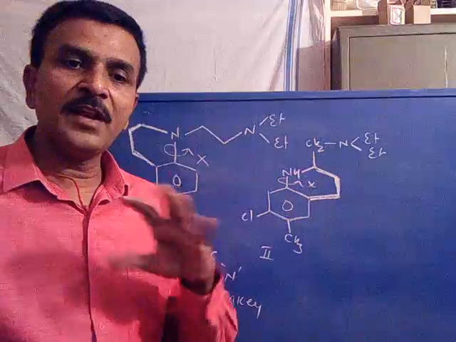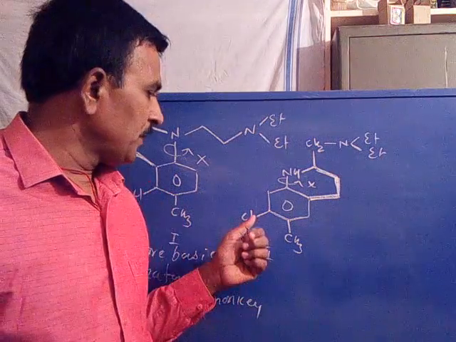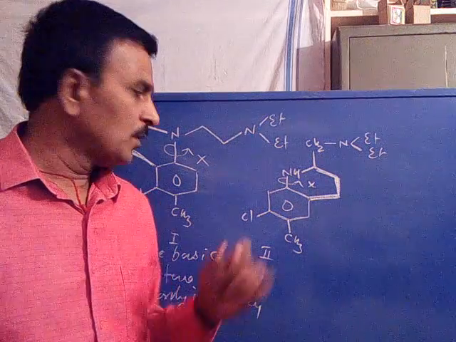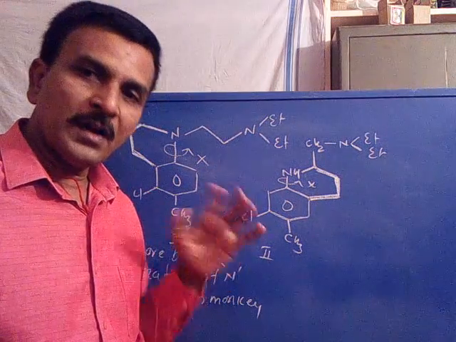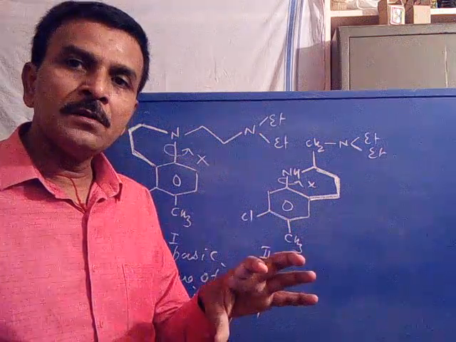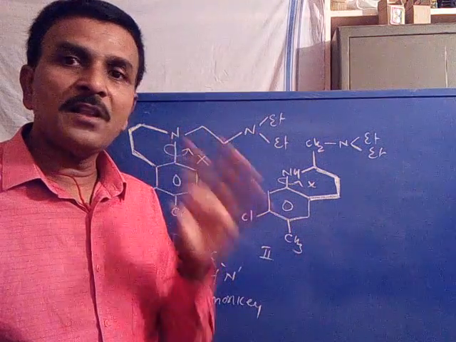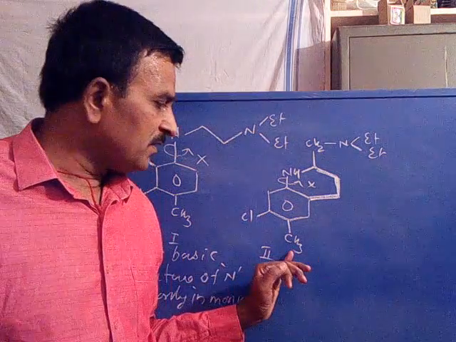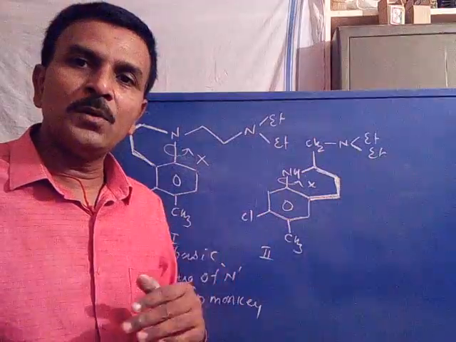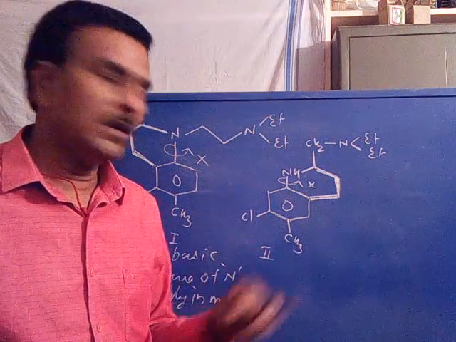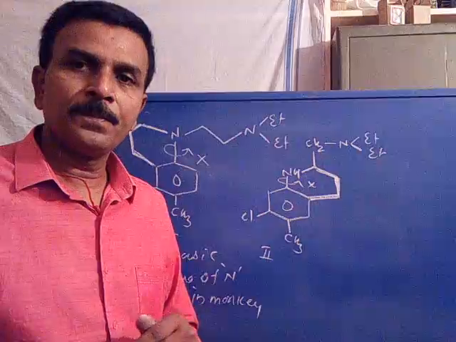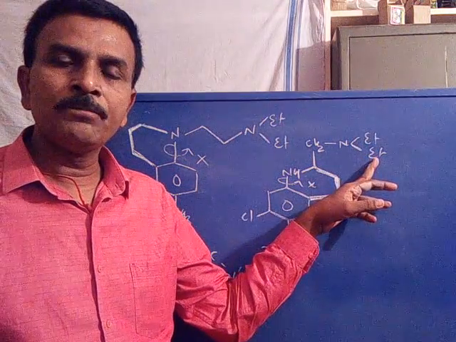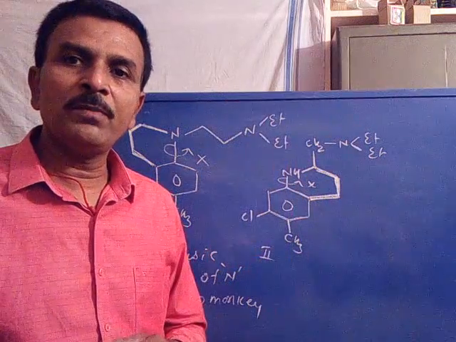Therefore, the basic nature of nitrogen is reduced. The basic nature of nitrogen is reduced by replacement of the chloro group with an NO2 group, the nitro group. So the basic nature of nitrogen is reduced by introducing a strong electron withdrawing group, that is the NO2 group, in place of chlorine. Similarly, the CH3 group, the alkyl, is transformed into an alcohol, CH2OH. The other change is that the two ethyl groups on nitrogen are replaced by isopropyl group.